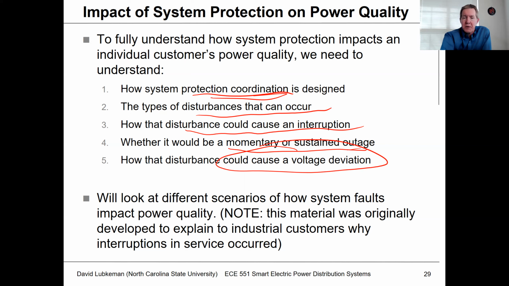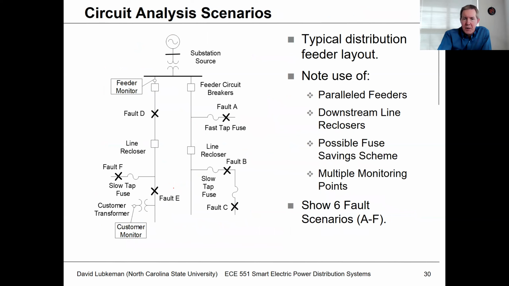So I'm going to walk through some different scenarios of faults on distribution just to show you what's going to occur in each situation. This was some material I put together for a short course for industrial customers, so they can understand why they're seeing the types of disturbances they're seeing. So here's this 2-feeder circuit, and I've got possible fault locations at locations A through F in this case.